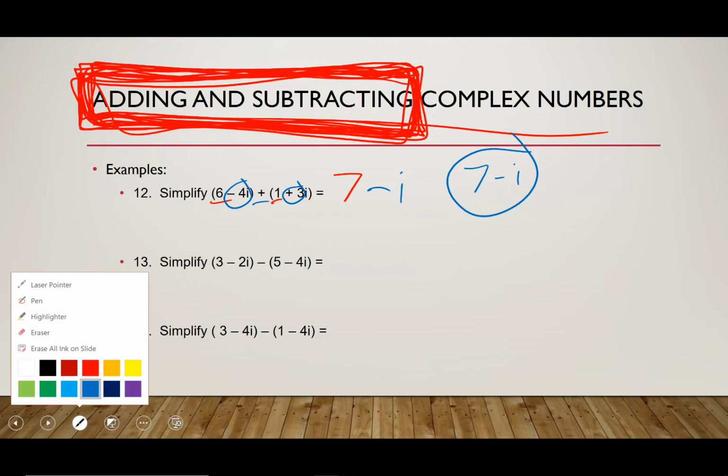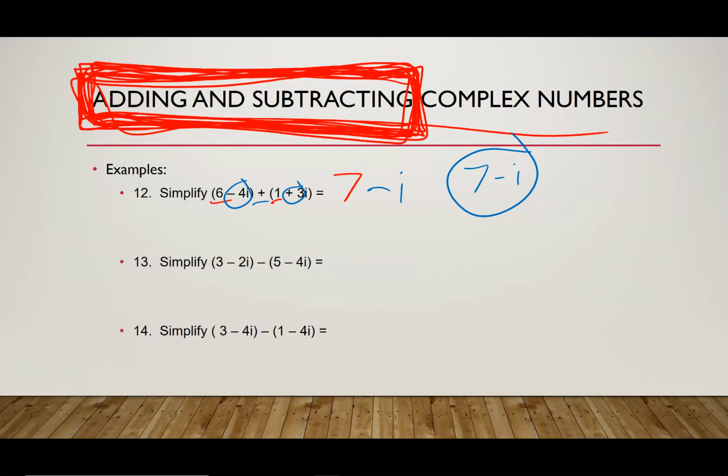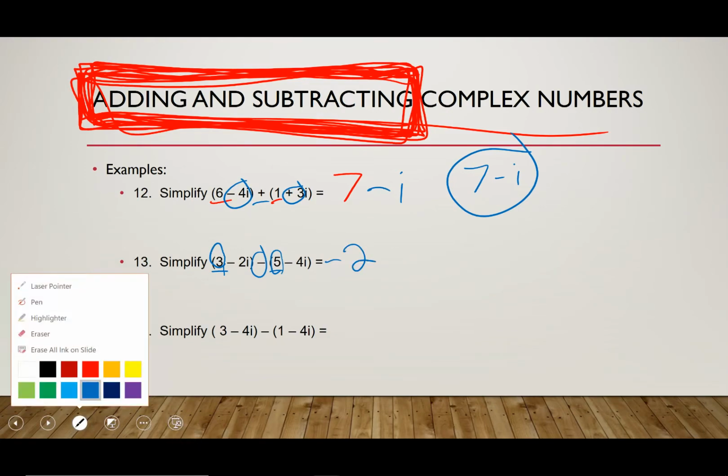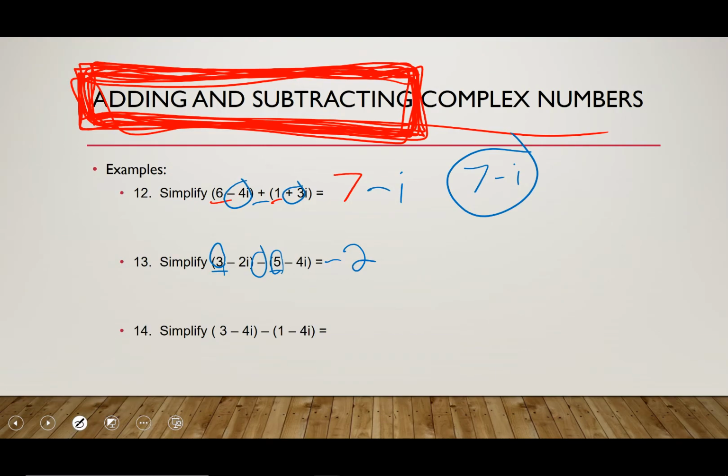All right, let's trigger you guys a little bit. The real part is 3 and 5. Now notice we're subtracting. So keep that in mind. It's 3 minus 5. 3 minus 5 is, wait for it, negative 2. Now, I'm going to use red this time.